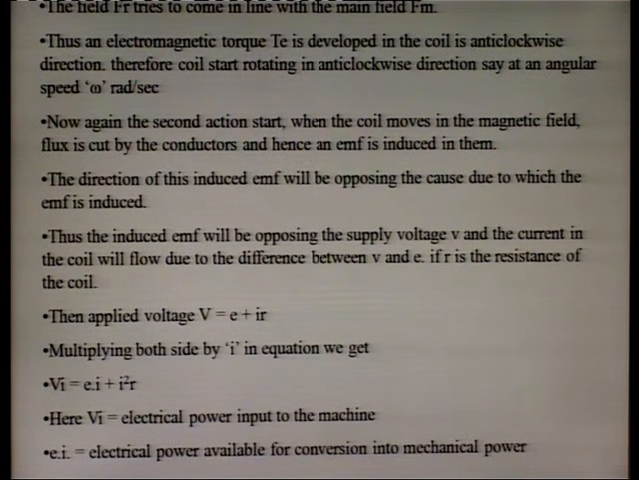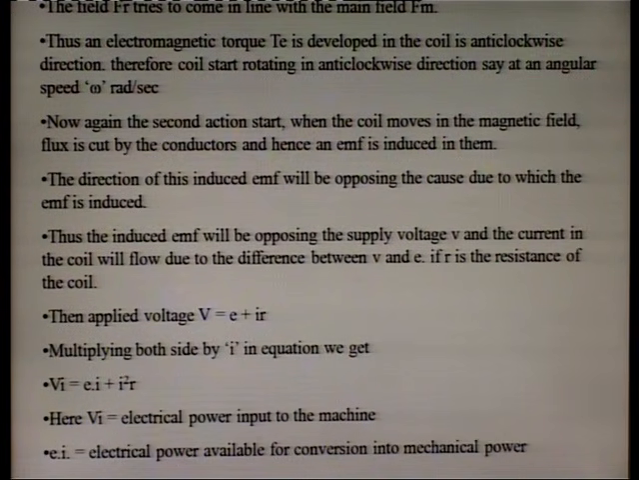Therefore the coil starts rotating in an anti-clockwise direction, say at an angular speed omega radian per second. Now again the second action starts. When the coil moves in the magnetic field, flux is cut by the conductor and hence an EMF is induced in them. The direction of this induced EMF will be opposing the cause due to which the EMF is induced. Thus the induced EMF will be opposing the supply voltage V, and the current in the coil will flow due to the difference between V and E.